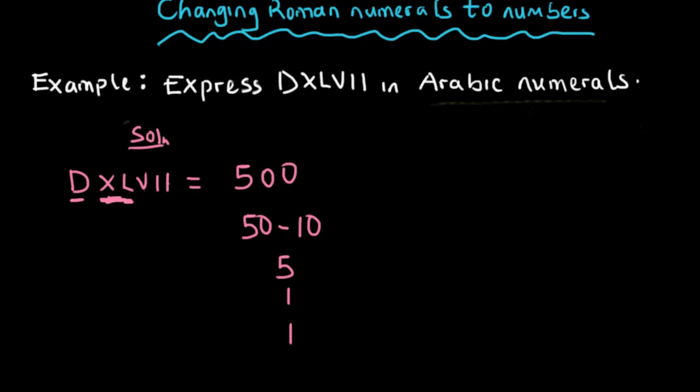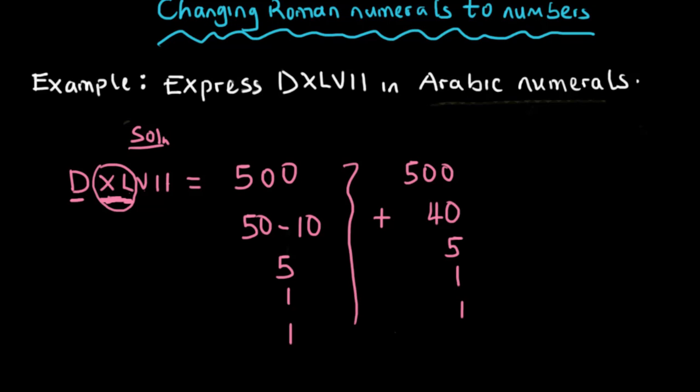Does this make sense? So remember, the first thing you need to notice is whether there is any smaller symbol behind a bigger symbol. And when that's the case, you take the two of them and then you subtract. Does that make sense? So we'll be having 500 plus 50 minus 10 is 40. Then we have 5, 1, 1. 5 plus 1 is 6. 6 plus 1 is 7. 0 plus 4 is 4. And then we have 5. So our answer is 547.